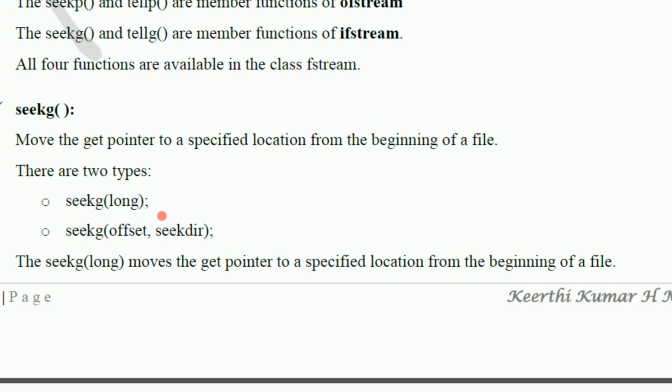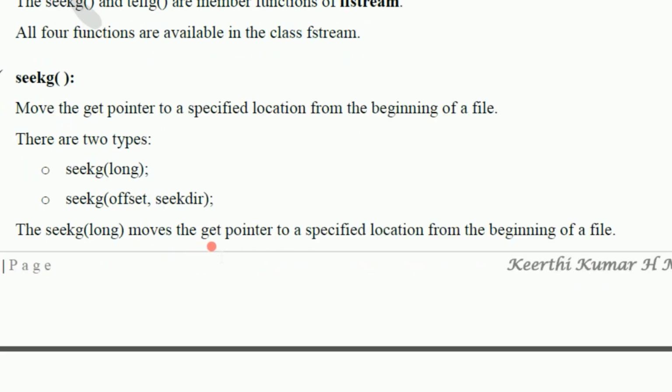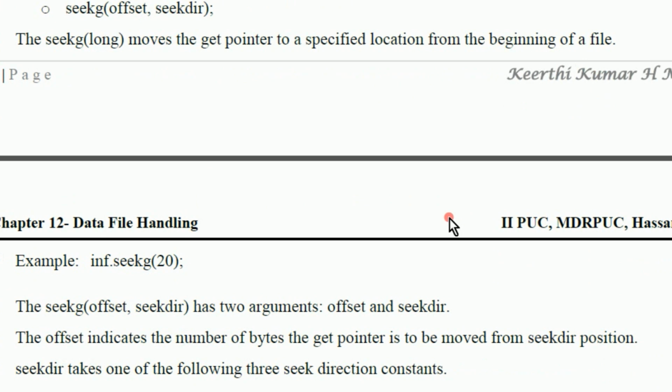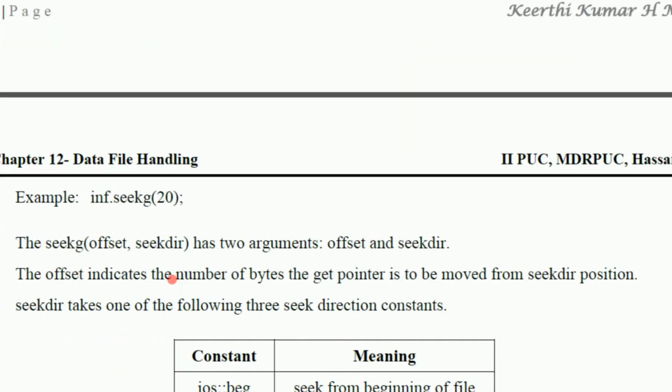seekg, how is the syntax? seekg(long): directly we can specify the number. seekg(10) directly takes you to the 10th position. seekg(offset, seekdirection): that means we can specify in which way we want to move, maybe in the forward direction, maybe in the backward direction. The seekg moves the get pointer to a specified location from the beginning of a file. For example, fileobject.seekg(20), from the beginning position, it will take you to the 20th character position.